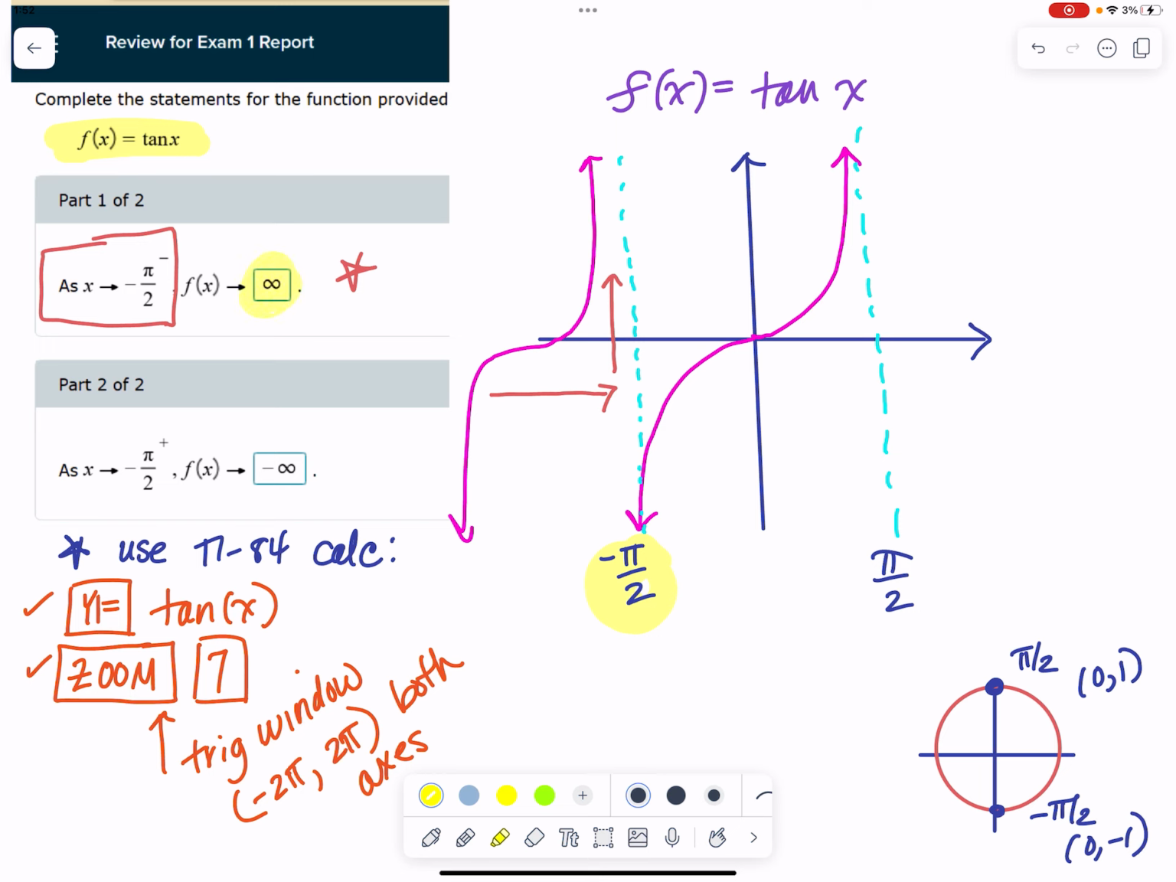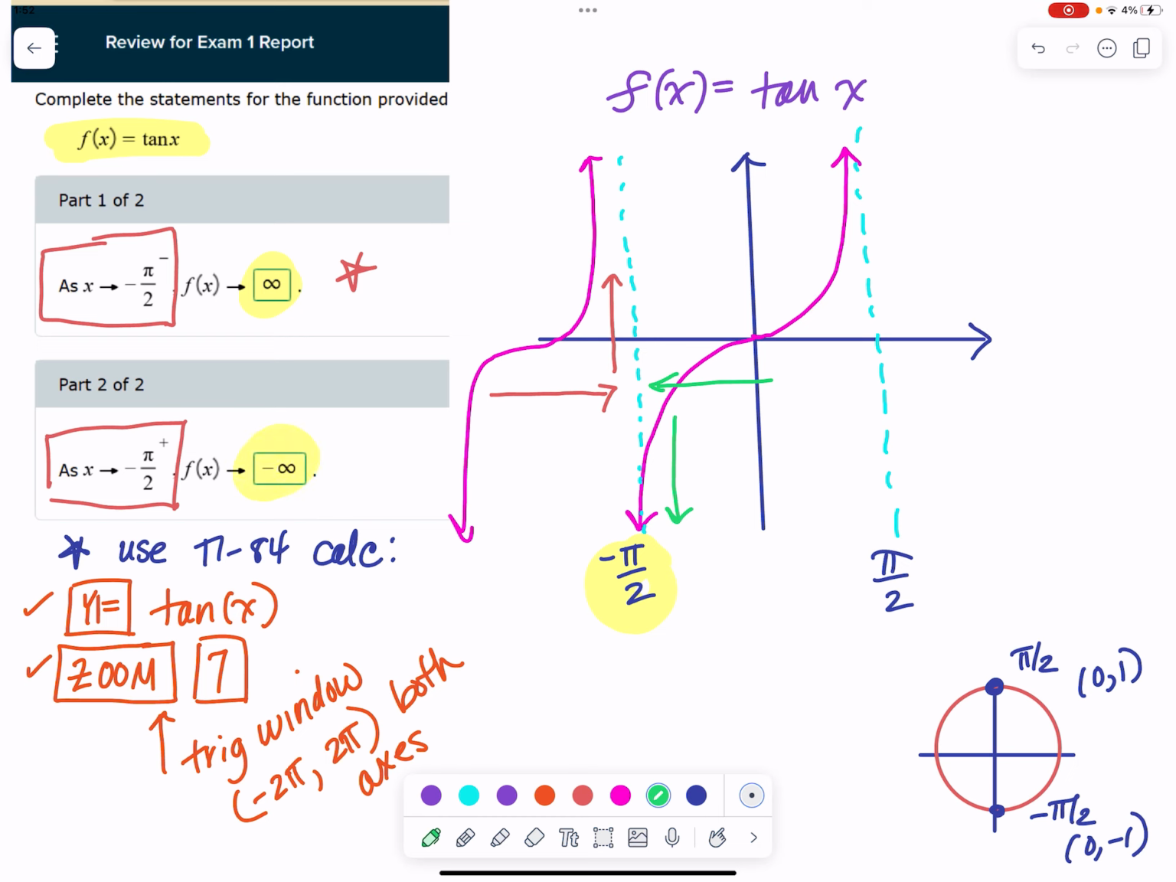Okay, let's answer this next question. As x approaches negative pi over 2 coming from the right. So let's go ahead and come from the right and approach negative pi over 2. And where are those y values going? Where is that graph going? To negative infinity.